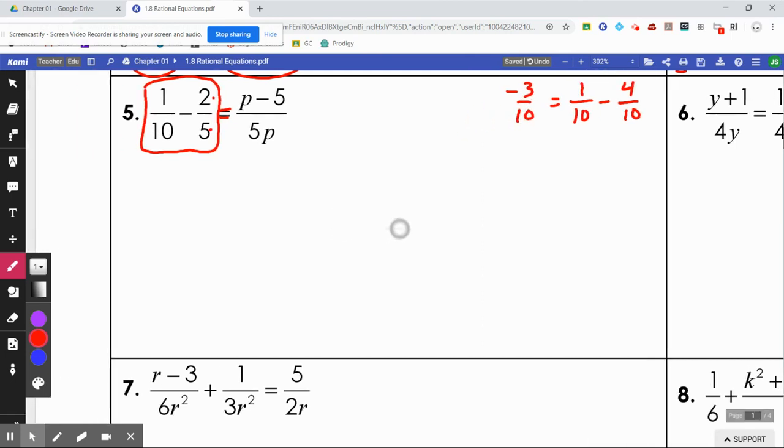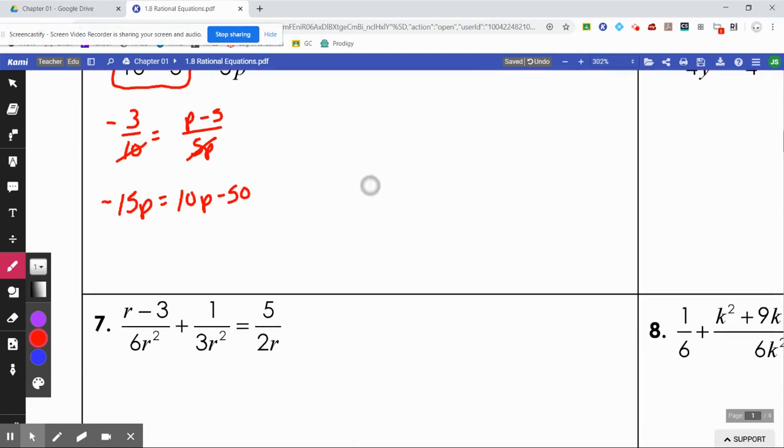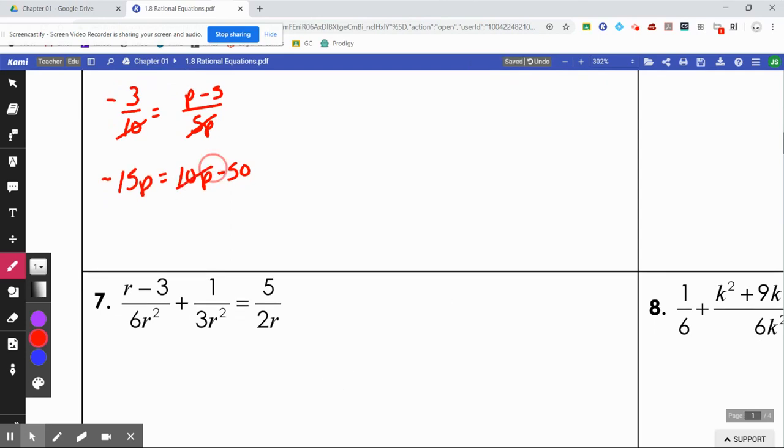So now what I can do is say that negative 3/10 is equal to p minus 5 over 5p, and we can solve this thing like a proportion. Move our 5p to the top by multiplying, that'd be negative 15p now. Move your 10 to the top by multiplying, that would be 10p minus 50. Let's move our 10p over by subtracting. We now have negative 25p is equal to negative 50. Divide by 25, and it gives you that p is equal to 2.